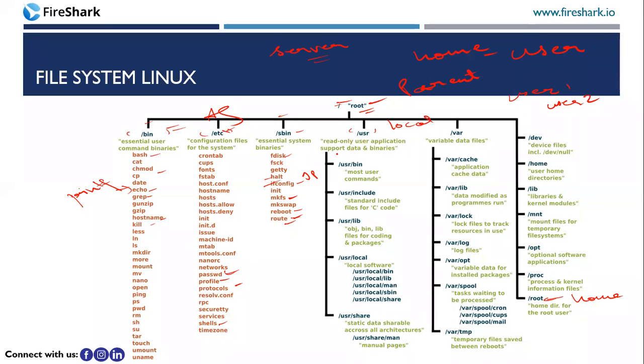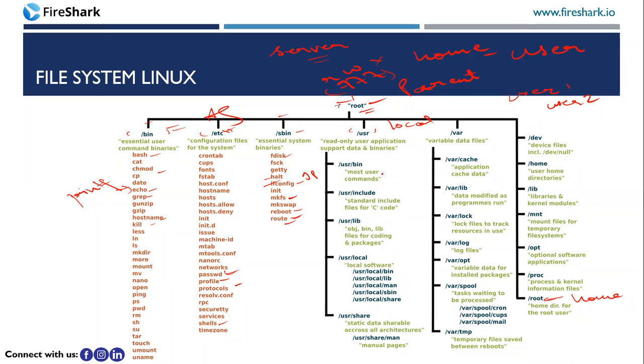And then we have read-only user application support data and binaries. Unless you give permission to a user file, that file will not be able to execute anything. By default, most of the files in the user directory are only in read-only mode. But root has all the permissions, that is 777, read, write, and execute, for each user. We will discuss this also in the end.